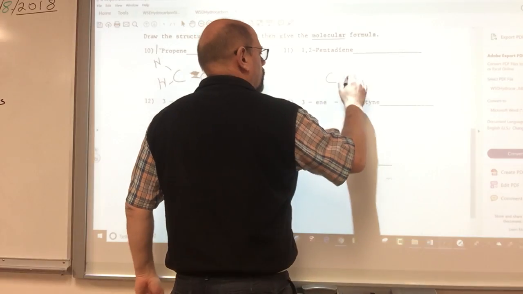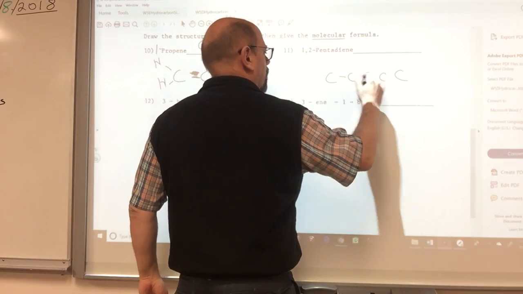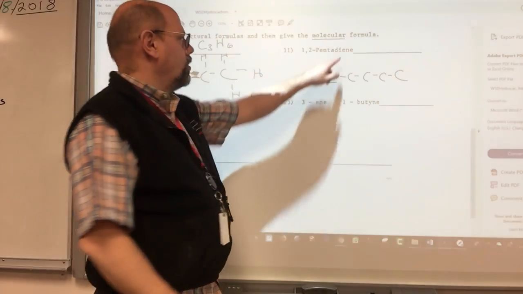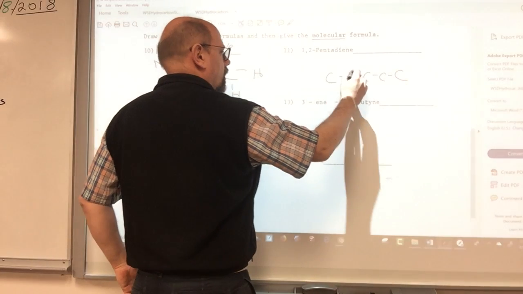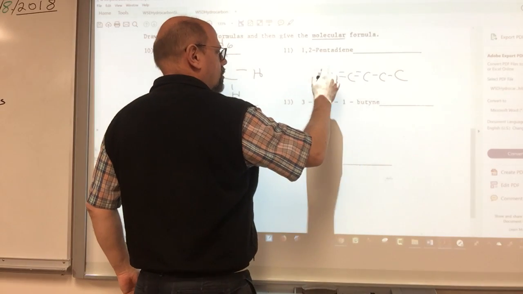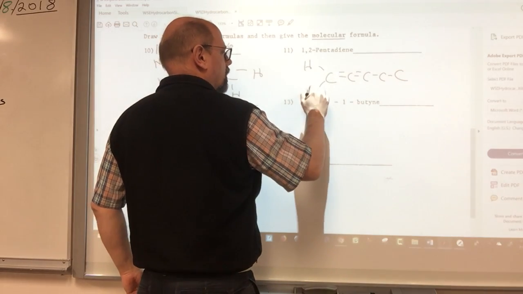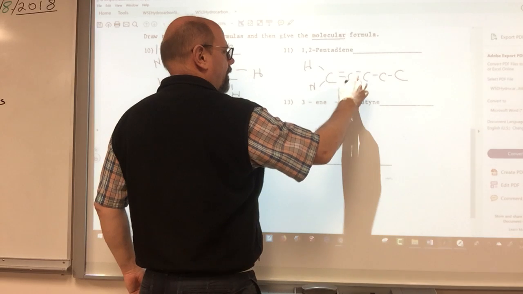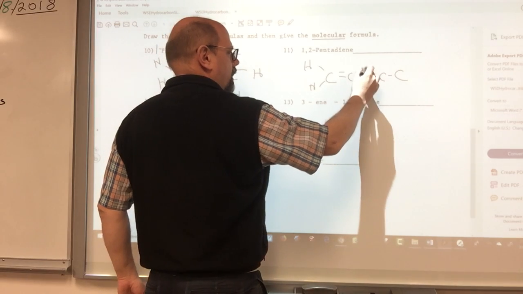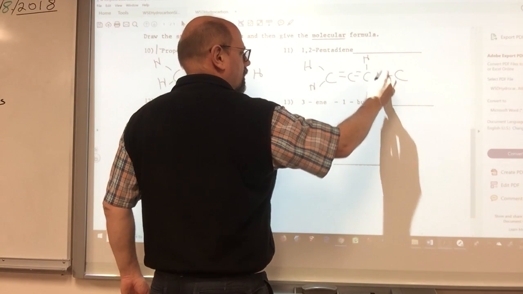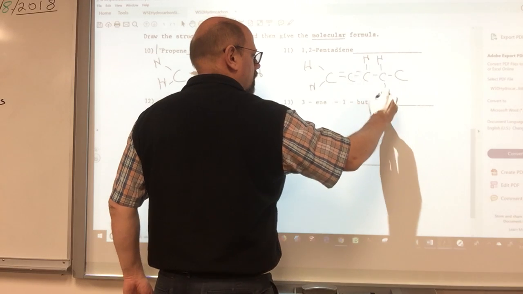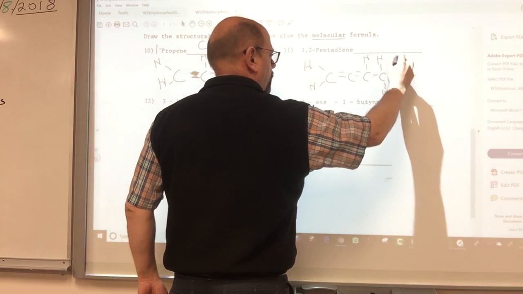Pentadiene. 1, 2, 3, 4, 5. Okay, and then it's got 2 enes, 1 after the first, 1 after the second. This already has 2, so it's got room for 2 hydrogens. This has got 4 off it, so can't put any more. This has 3, so that has room for 1 more hydrogen. This has room for 2 hydrogens. And this last one has room for 3 hydrogens.